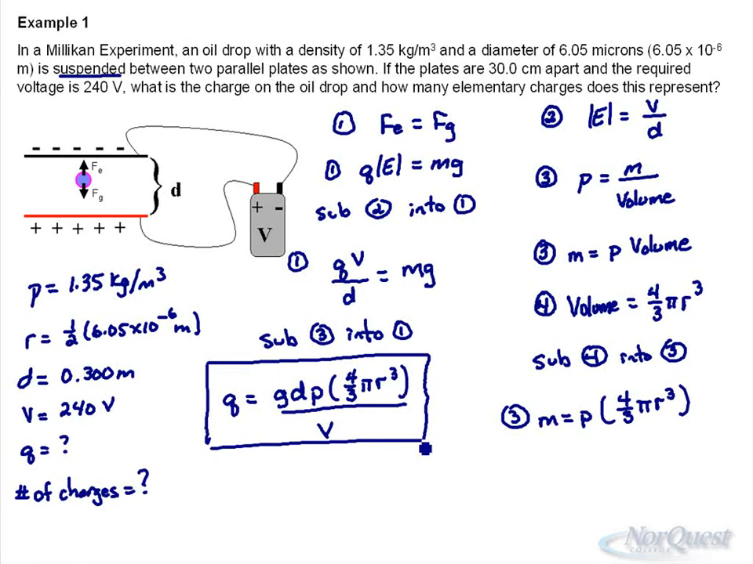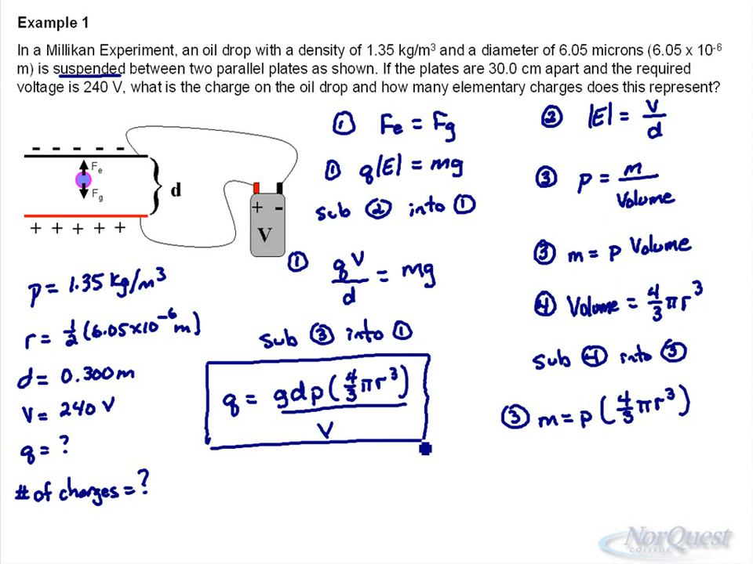He had to use 4 different formulas. We had to use 4 different formulas before we finally got one variable unknown in our formula. We know G, we know D, we know P, we know R, we know voltage. So I'm going to do this substitution on the next slide.